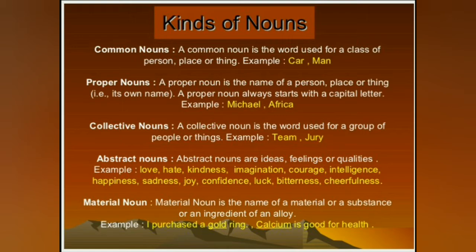And the last one, material noun. A material noun is the name of a material or a substance or an ingredient of an alloy. I purchased a gold ring. Calcium is good for health. See here, in these sentences, gold and calcium, these two words are examples for material nouns.